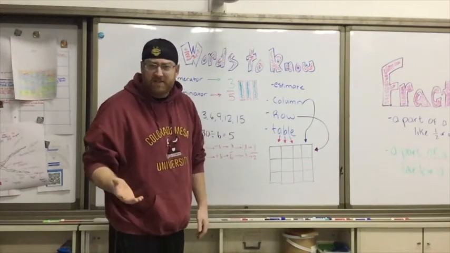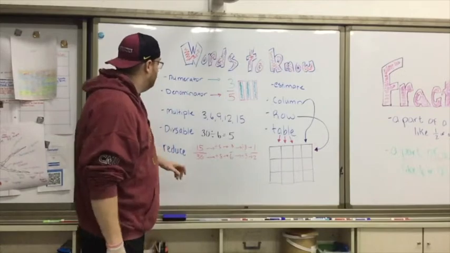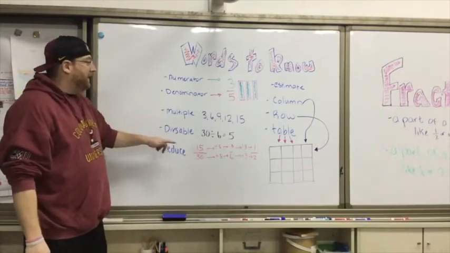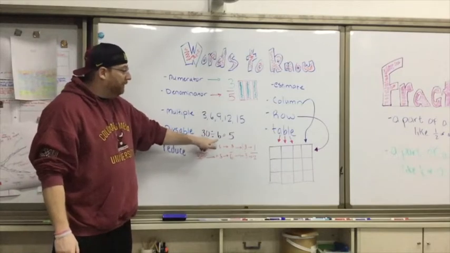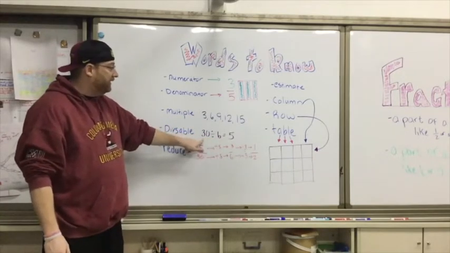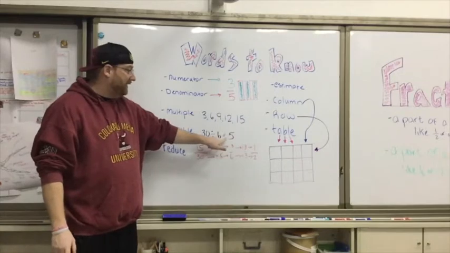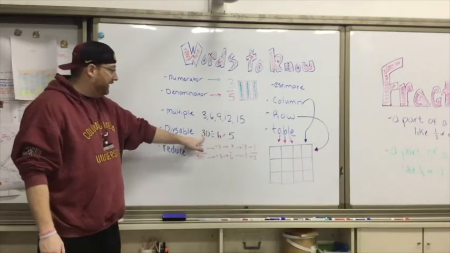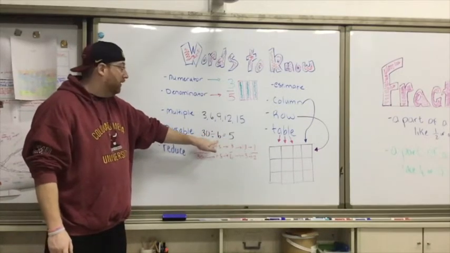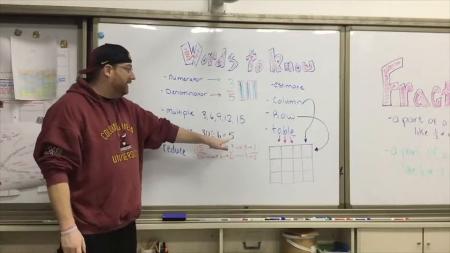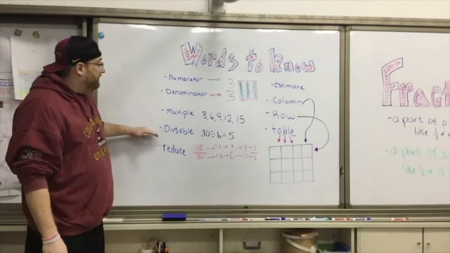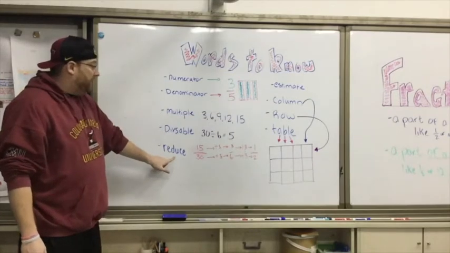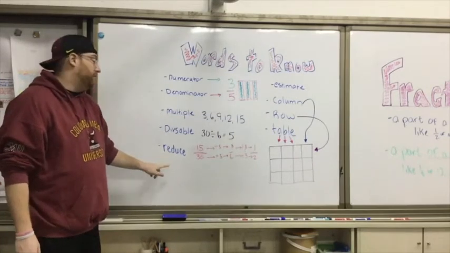But what's divisible? Good question. Divisible is any number that is able to divide up equally by that number. So 30 divided by 6 equals 5. 30 is divisible by 6 and by 5. We will use these 2 words to help us reduce a fraction.